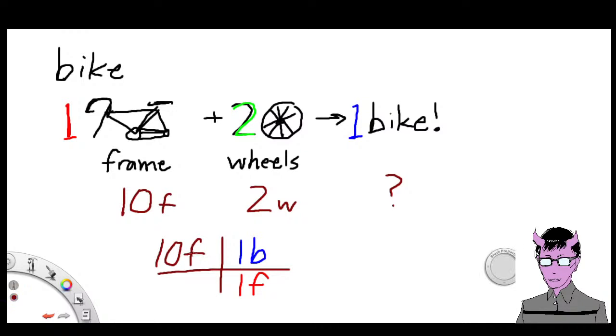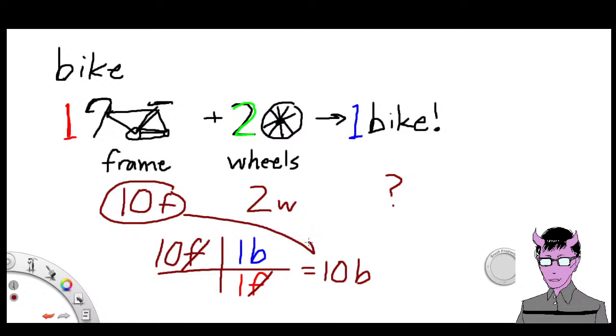So cancel units. Just multiply straight across, canceling units as you go to keep things simple. So frames unit cancels with frame unit, and then you're left with just 10B. So in other words, if you have 10 frames, if you can somehow use up all of them, then you can assemble 10 bikes. But can we use up all 10 frames? And the answer is no, because you don't have enough wheels.